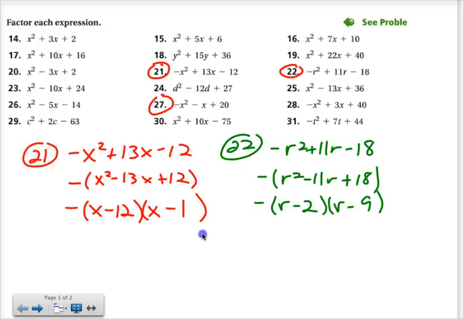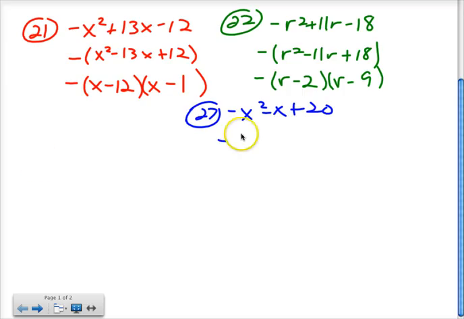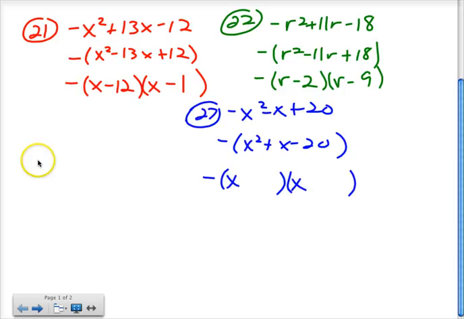And then number 27, another one with a negative in front. So again, we're going to go ahead and take that negative away from that first term. And I'm writing it down thinking, all right, x squared is x and x. Negative 20, there's not a perfect square there or anything fancy that deals with that. So x times x will definitely give me x squared. And now I need two numbers that multiply to a negative 20 and add to a positive 1.